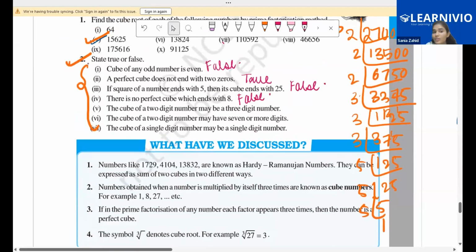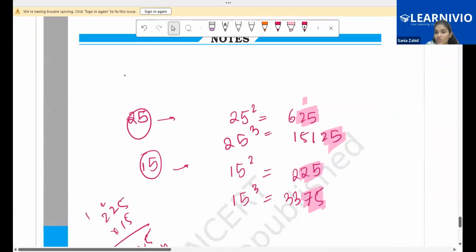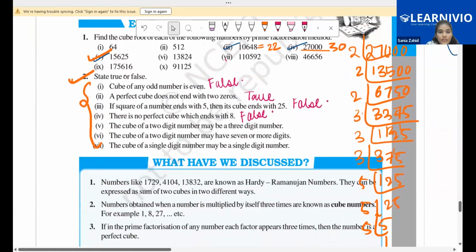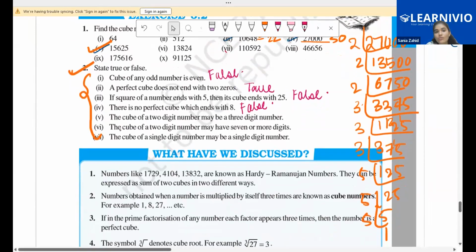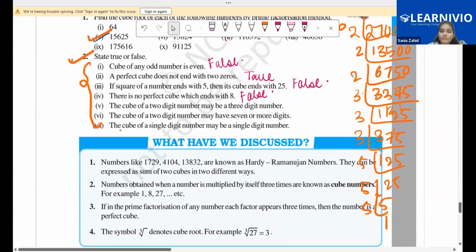Now here, if this question comes in exam for just 1 mark, then just write true or false. But if the question comes for more than 1 mark, if it is for 2 marks, then children, also write these examples, whatever we are discussing. It's a must that you mention these examples as well. Then we have the cube of a 2-digit number, maybe a 3-digit number. Think of the cube of any 2-digit number.